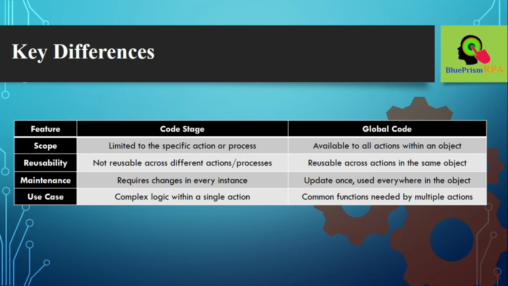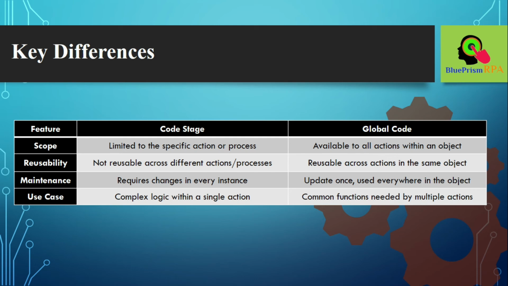Now the third feature is maintenance. Code stage requires changes in every instance. Let's say you have written the same code in different business objects, and now you found that there is some issue with that specific code. Then you have to find that code stage everywhere, and then go and fix it. But on the other hand, with global code, you update once and use everywhere in the object.